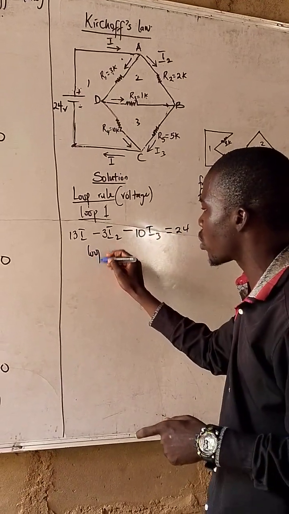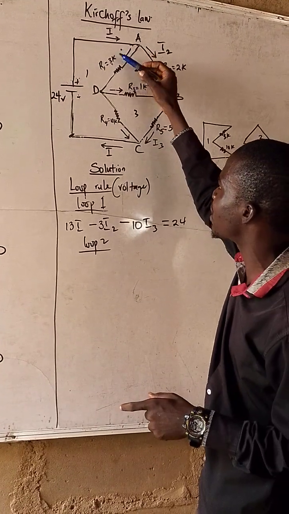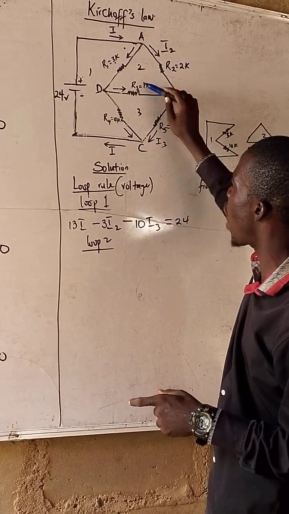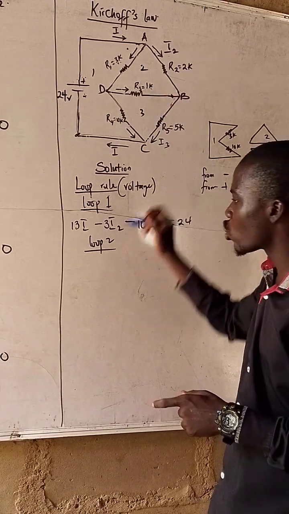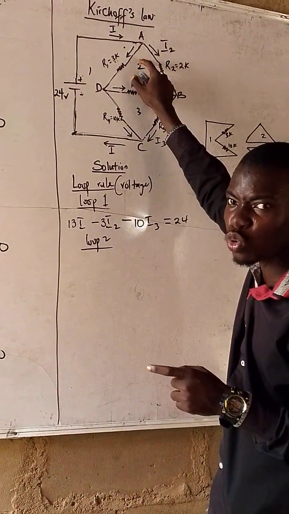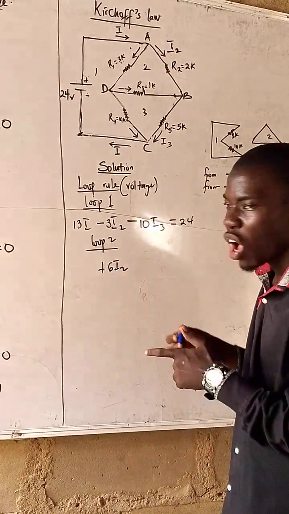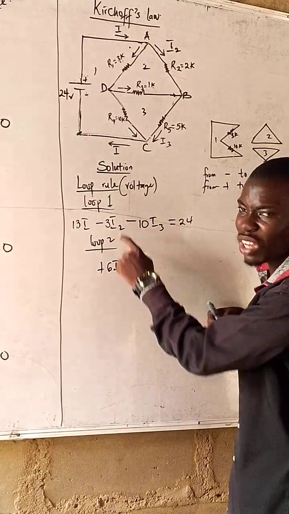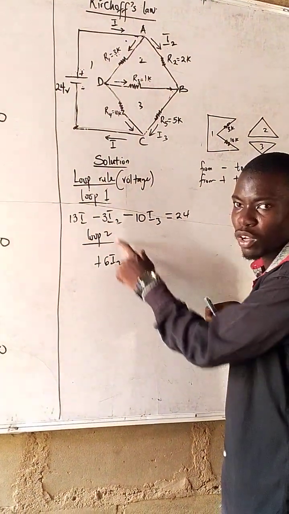So for loop 2 now, you add all the resistance together. What are the resistances? 3, 2 and 1. 3 plus 2, 5. 5 plus 1, 6. So that's what? 6. I'm doing for loop 2. What's the current for loop 2? I2. So that's plus 6 I2. Why did I write it under I2? So that I can form simultaneous equations. So I'm writing it under I2 so that they can be under each other.